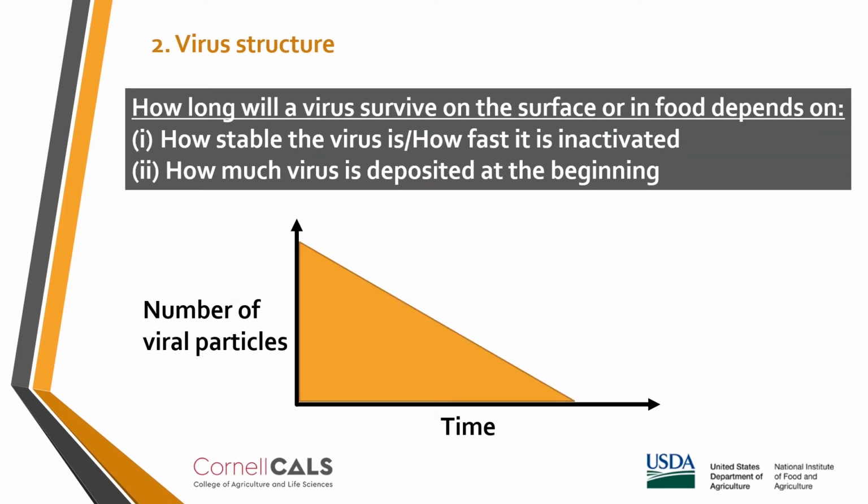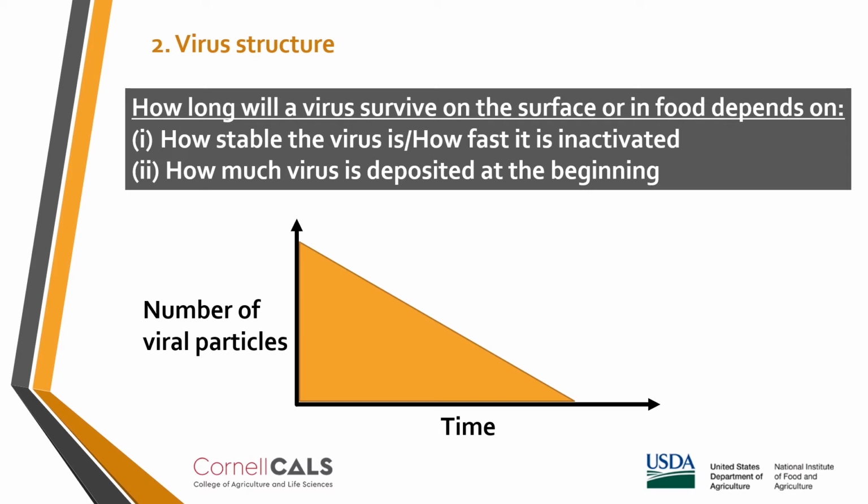A common question is, how long will a virus survive on surfaces or in food? And the answer is it depends. It depends first on how stable the virus is on the surface. Is it enveloped? Is it a non-enveloped virus? How fast it will be inactivated. And secondly, how much of the virus is deposited on the surface in the first place? Or what is the initial number of viruses that contaminated the food?